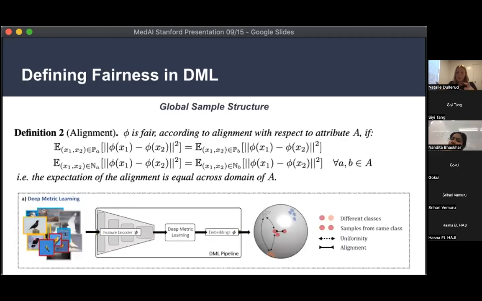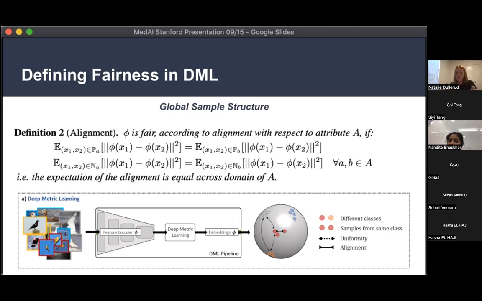And so we leverage this concept of alignment to construct our second fairness definition, which stipulates that the expectation over pairwise distances between positive pairs and negative pairs respectively be equal over subpopulations. A potentially stronger version of this would be to require that the distribution of distances itself, not just the expectation, be the same, but this would be difficult to measure and also potentially too strong to satisfy empirically.